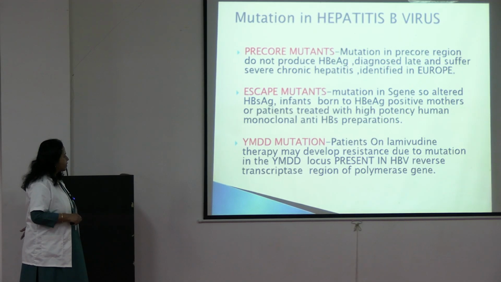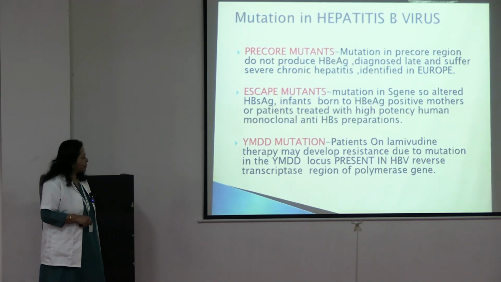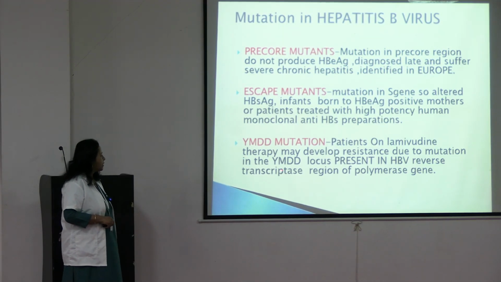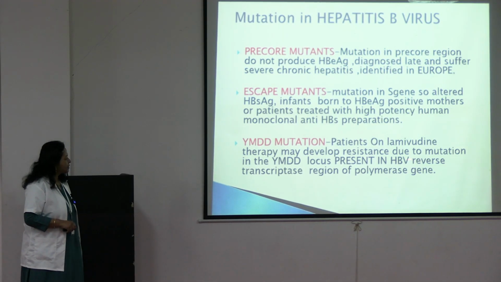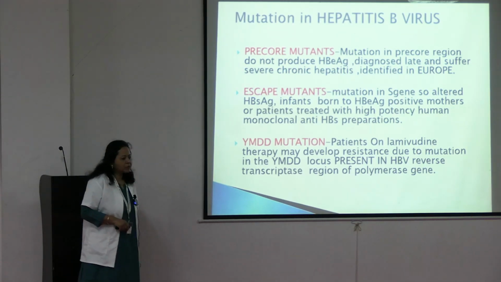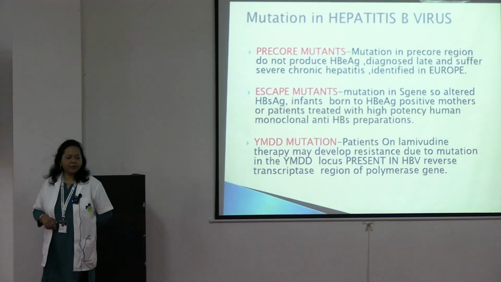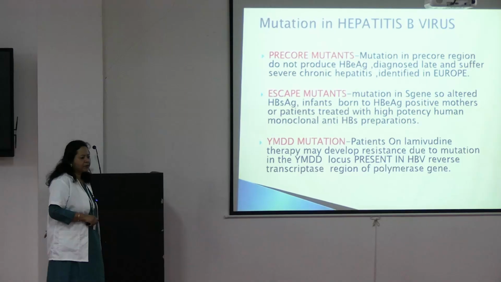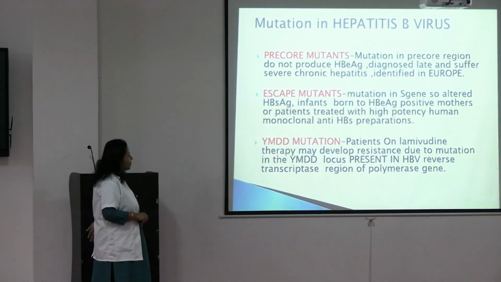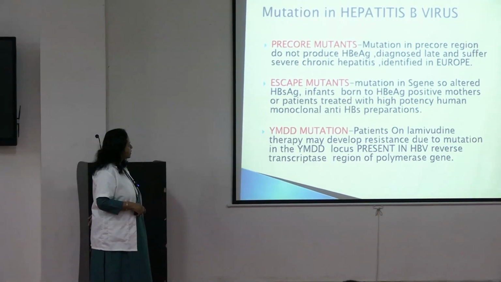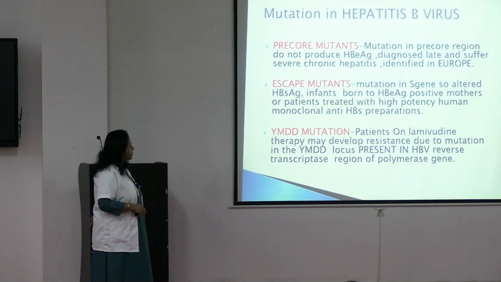Okay. Next is the YMDD mutation. In this, what happens? Patients on lamivudine, an antiviral drug therapy, may develop resistance due to mutation in the YMDD locus present in the HBV reverse transcriptase region of the polymerase gene. So when these patients are under treatment with lamivudine or different antiviral drugs, they get some mutation in the course of treatment. So the locus is in the region of the polymerase gene.